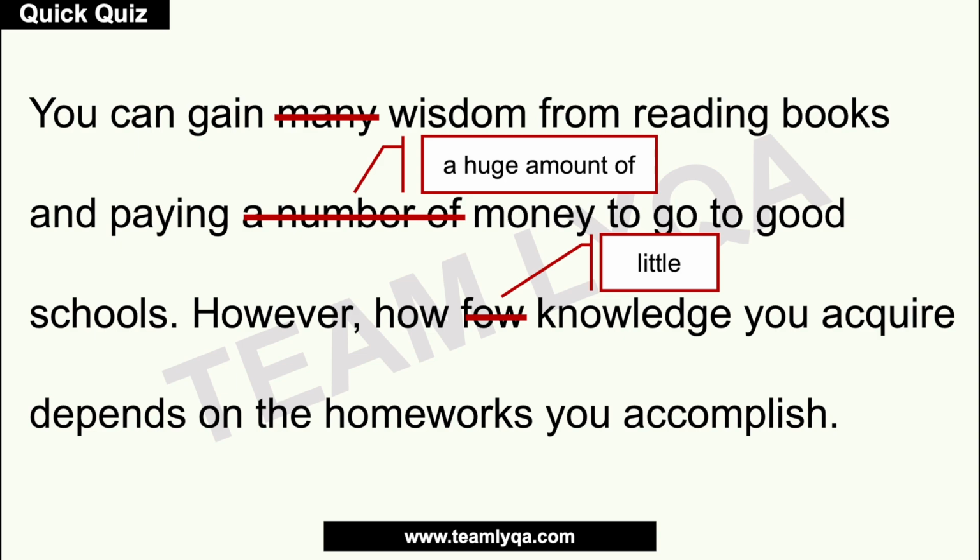Okay, ito. Baka hindi yun na spot. The word homeworks, again, is a mass noun. Pwede natin tanggalin na lang yung S. Okay, so however, how little knowledge you acquire depends on the homework you can accomplish. Pwede mo yan singitan ng the amount of homework you accomplish. Pero kung hindi naman kailangan, pwede na rin hindi. Sa case ko, hindi ko na nilagay kasi meron na tayong amount of dito. Ayoko naman na kasunod na sentence may amount of na naman.